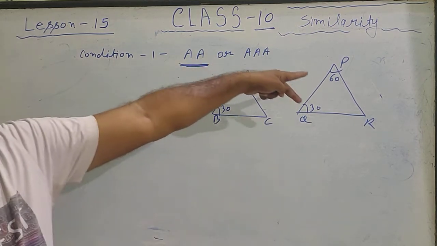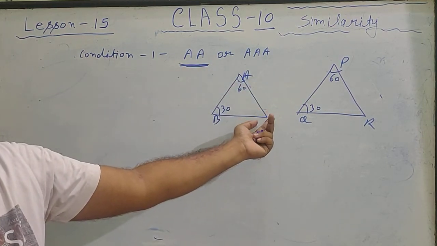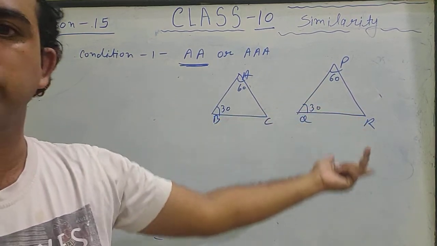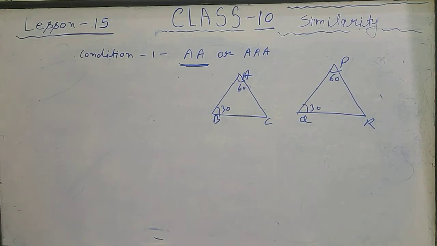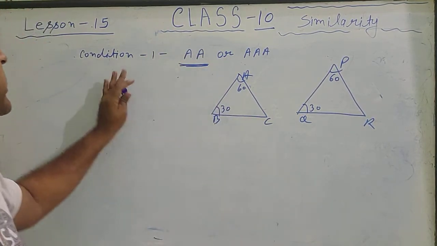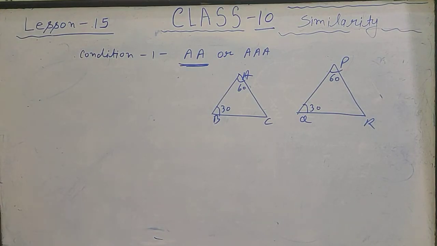और जब two angles equal होंगे तो third तो automatically equal हो जाएगा, because 60 plus 30 is 90 और 180 से minus कर देंगे, third angle will also be equal. So हम सिर्फ two angle check करेंगे, उससे भी similarity proof हो जाएगी. This is the first condition.